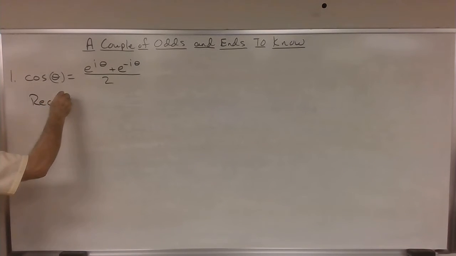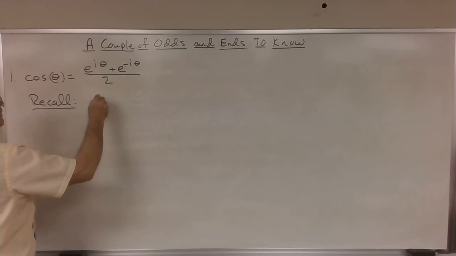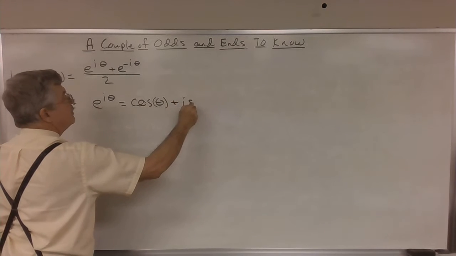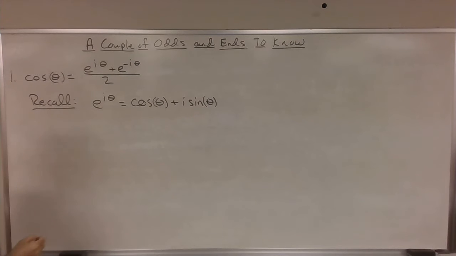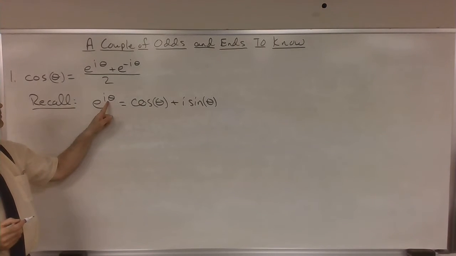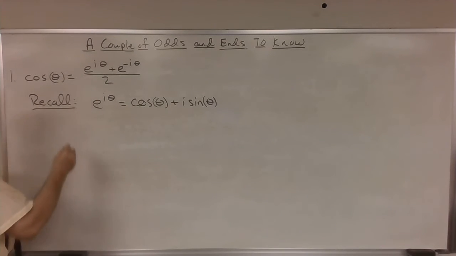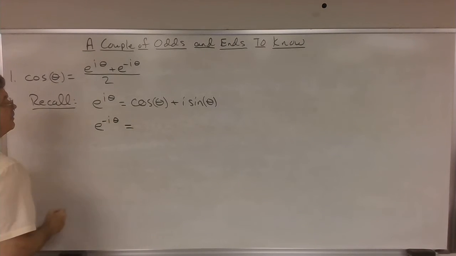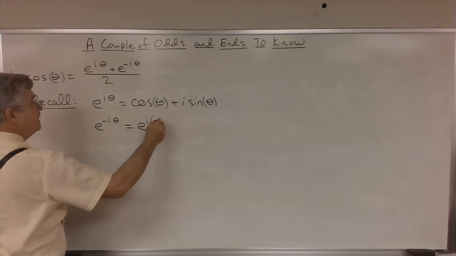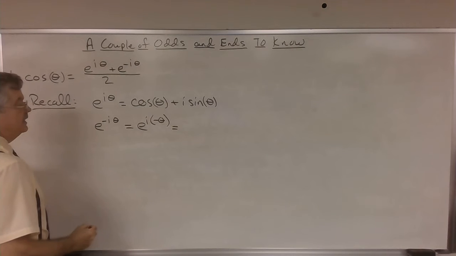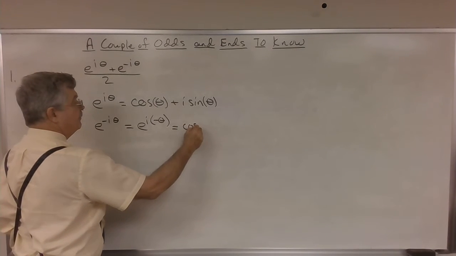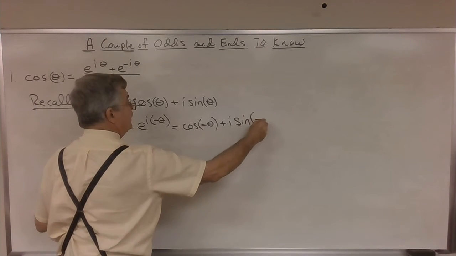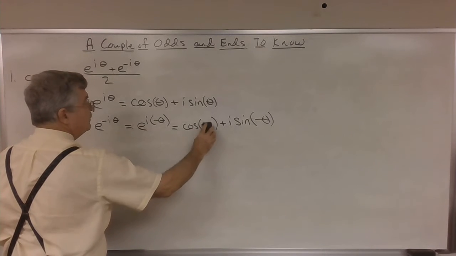And we'll recall that e to the i theta is equal to cosine of theta plus i sine of theta. Now, what would happen if I put a negative sign in front of the i here? Well, let's see. e to the negative i theta, I could write that as e to the i times negative theta. And then that would equal cosine of negative theta plus i sine of negative theta.